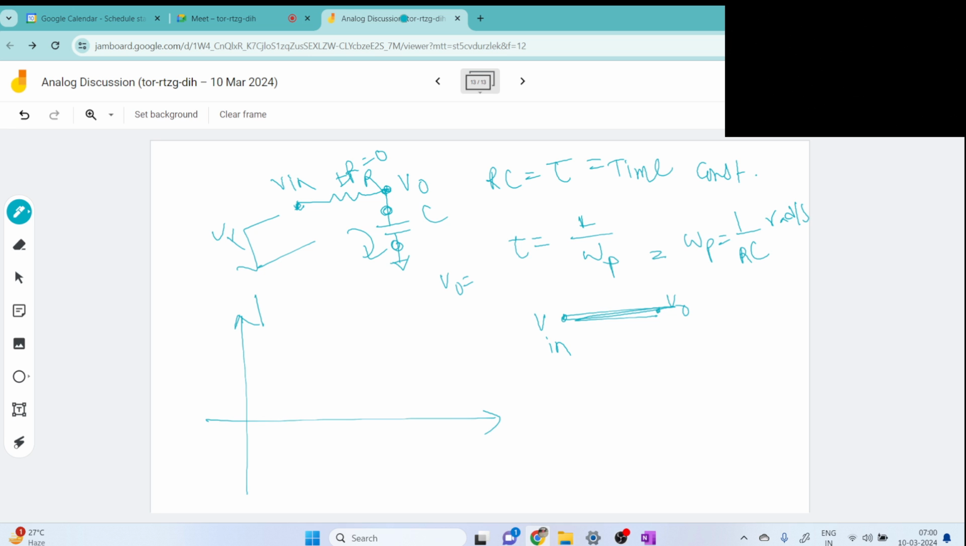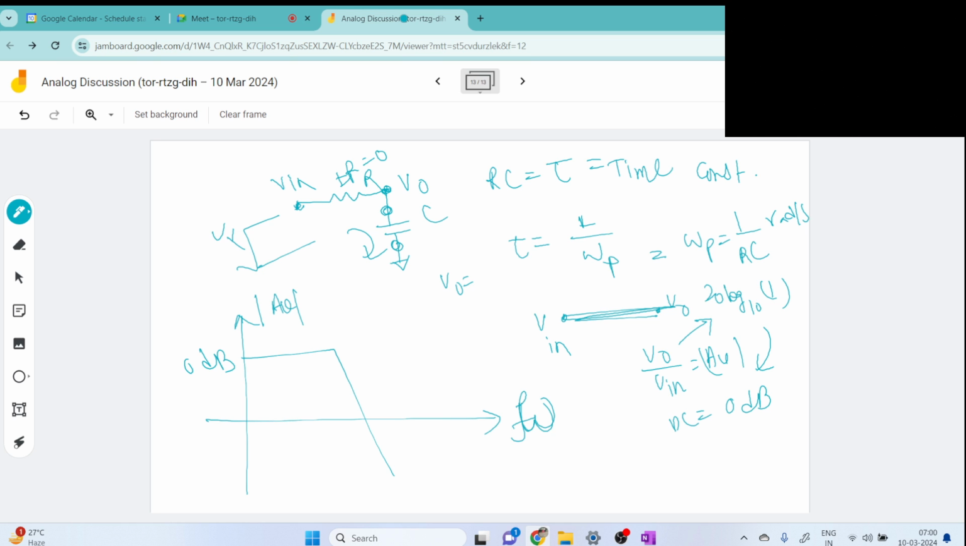So if we draw the Bode magnitude plot, it will be like this. Let's say this is omega. Here the DC gain is V out by V in, which is 1. If we convert it into dB, 20 log of 1 is 0 dB. At the pole frequency, the Bode magnitude plot falls at minus 20 dB per decade, so the slope is 20 dB per decade, and this is the 1 by RC frequency.